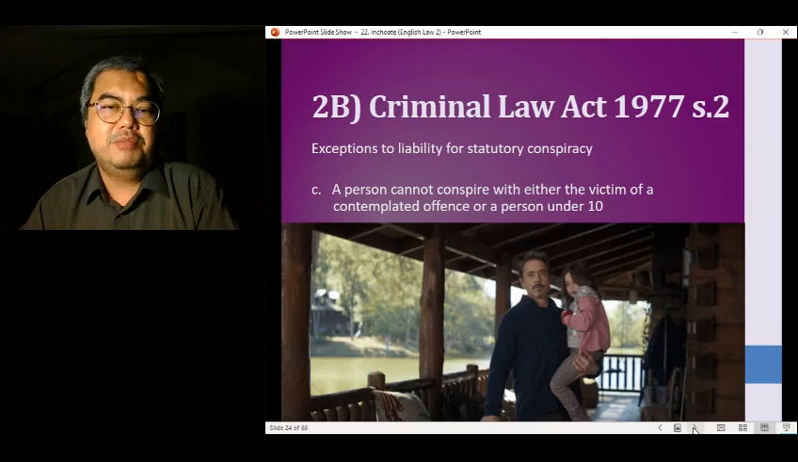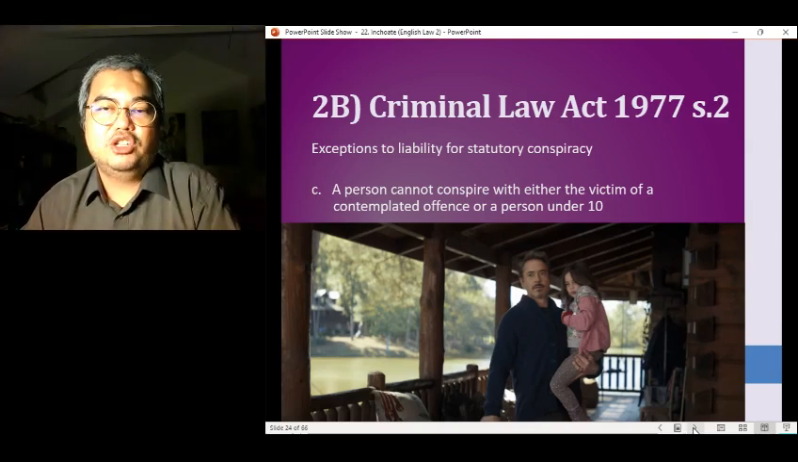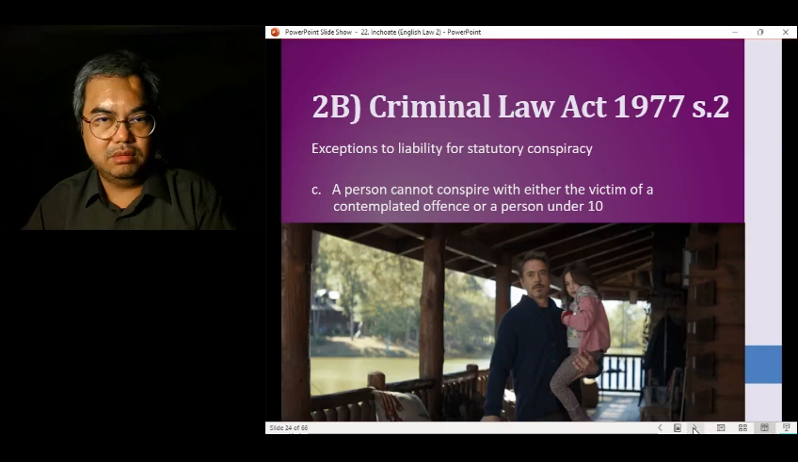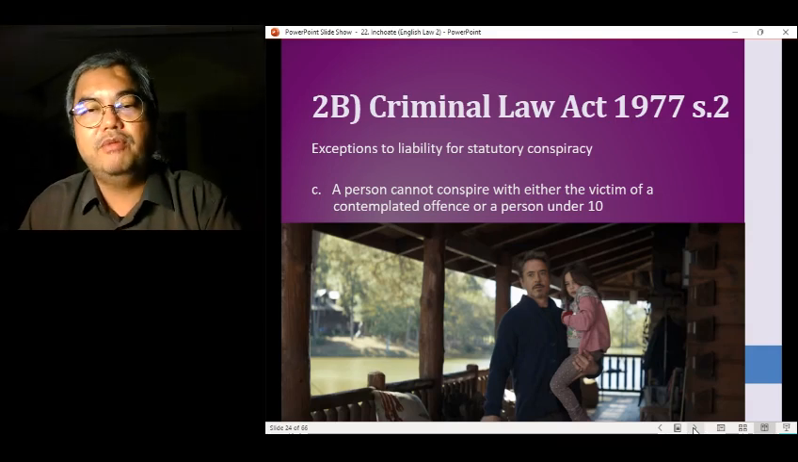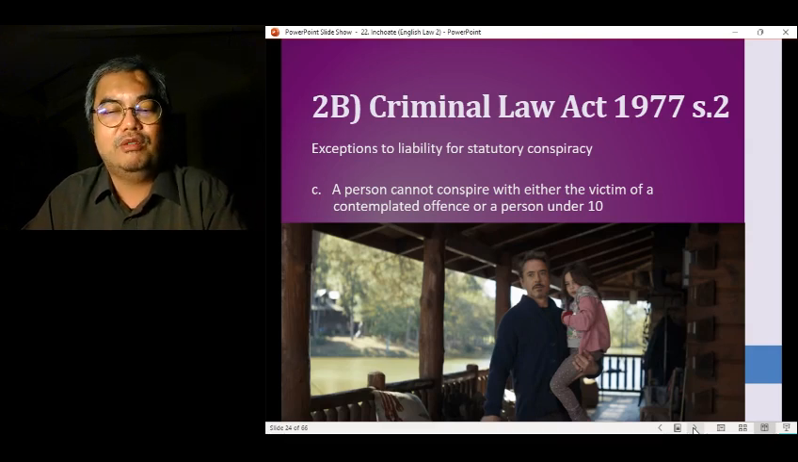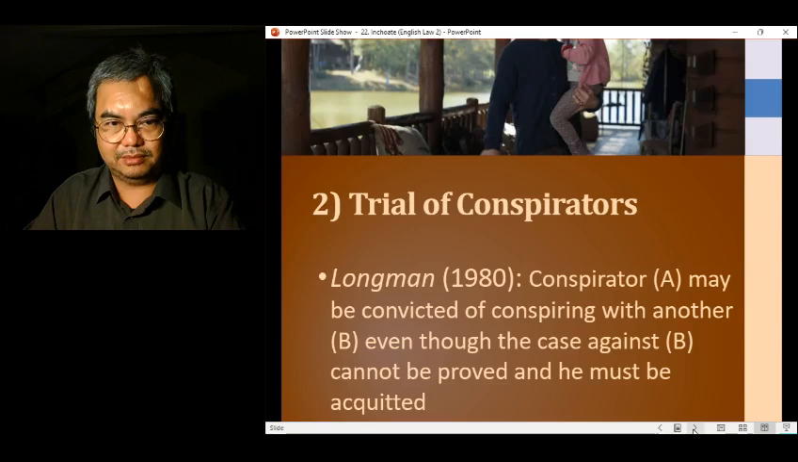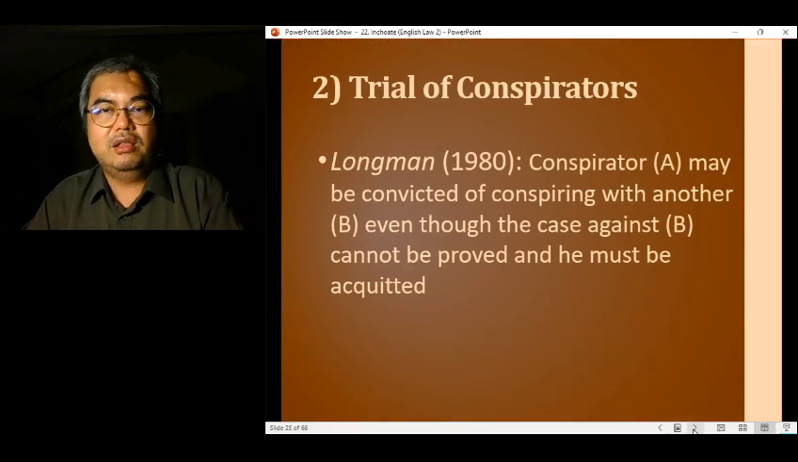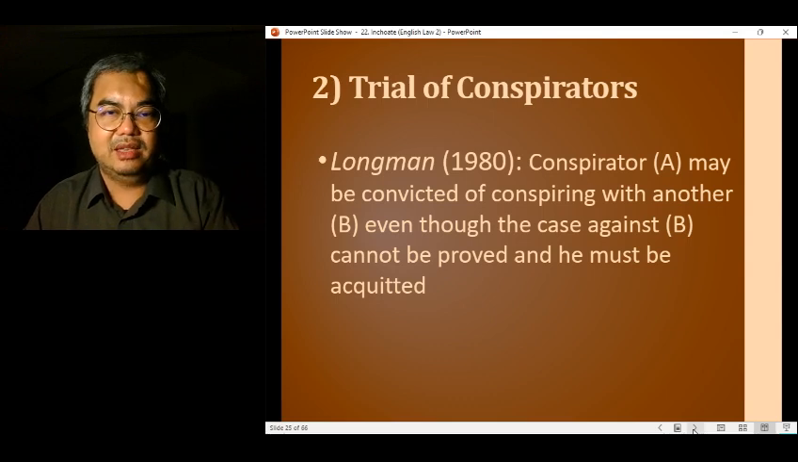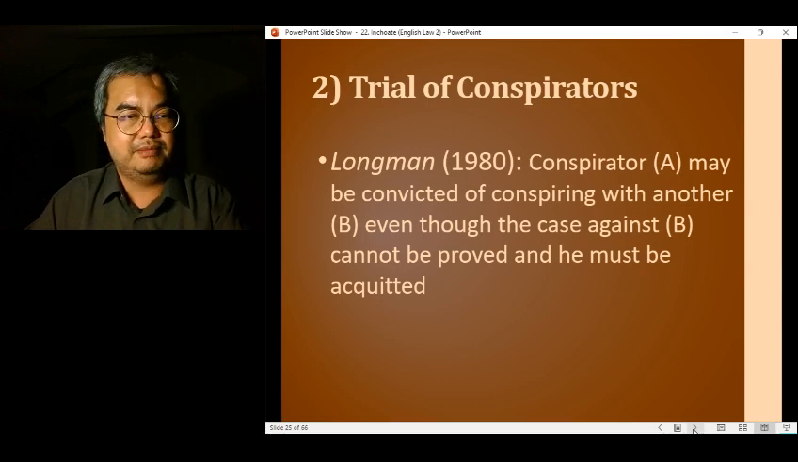And finally, the third exception is that you cannot conspire with a person who is under 10 years old. You cannot conspire with the victim, neither can you conspire with a person who's under 10 years old, because we know that a person under 10 years old cannot be said to be able to commit an offense. Dolly and Capex. And finally, for the trial of conspirators, it's interesting to note that if A and B are charged with conspiracy, it may be possible that one may be found guilty and the other found not guilty. It all depends on the case and the evidence against them.